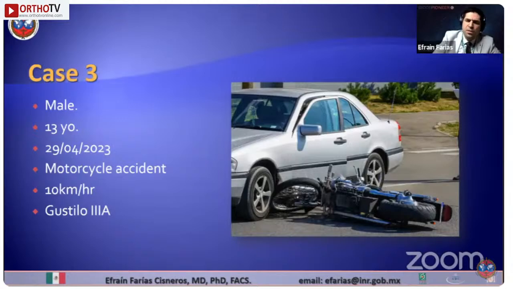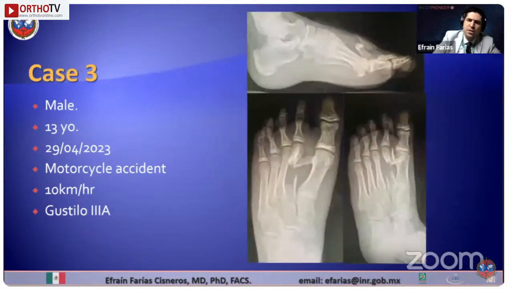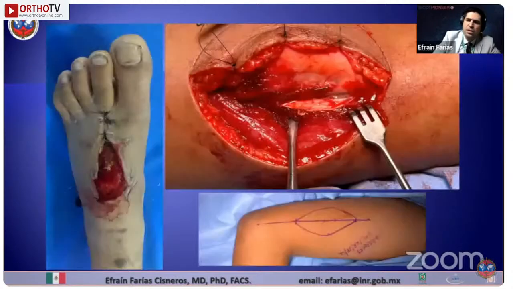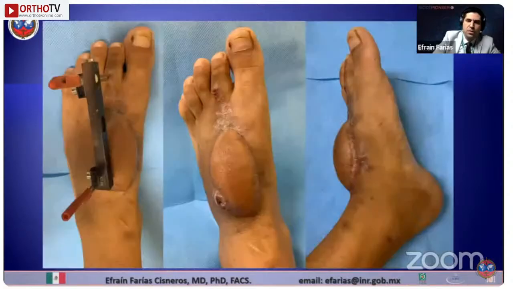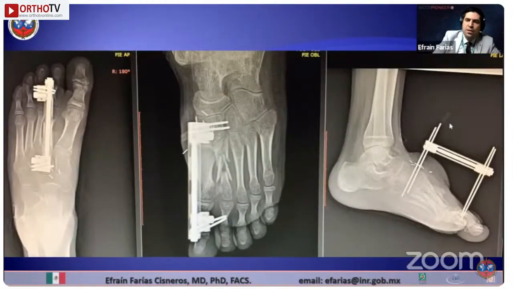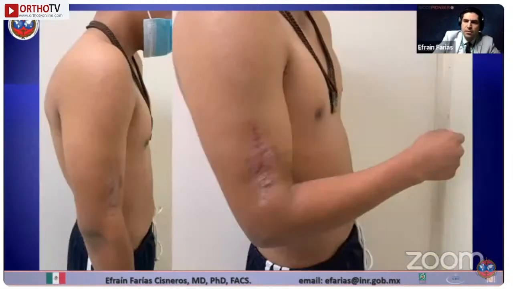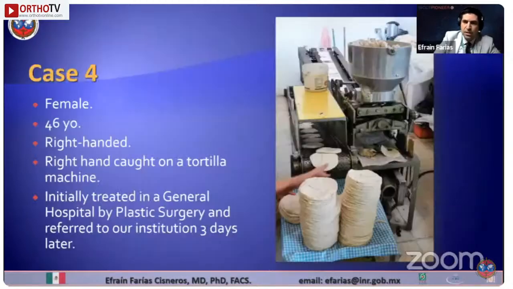This flap may also be an option for foot coverage, as in a 13-year-old male who sustained a motorcycle accident with a metatarsal open fracture and skin necrosis. A lateral arm free flap was used as well to provide vascularity and coverage to the dorsal aspect of the foot. With this clinical flap incorporation and good radiological and clinical bone healing, with a scar that can be covered with a t-shirt. The last case shows the versatility of the flap.